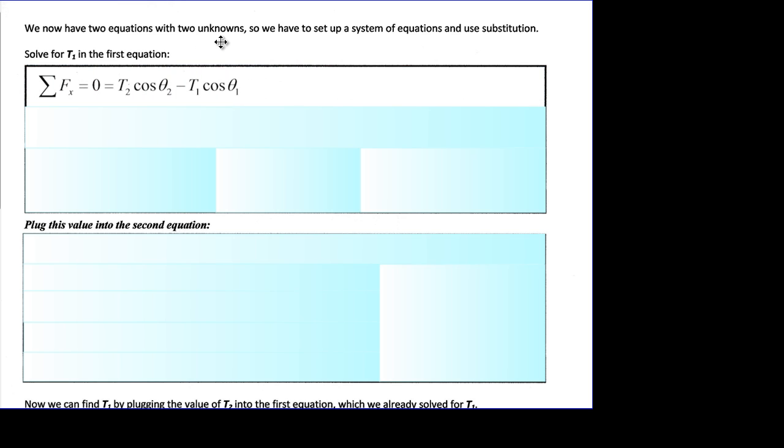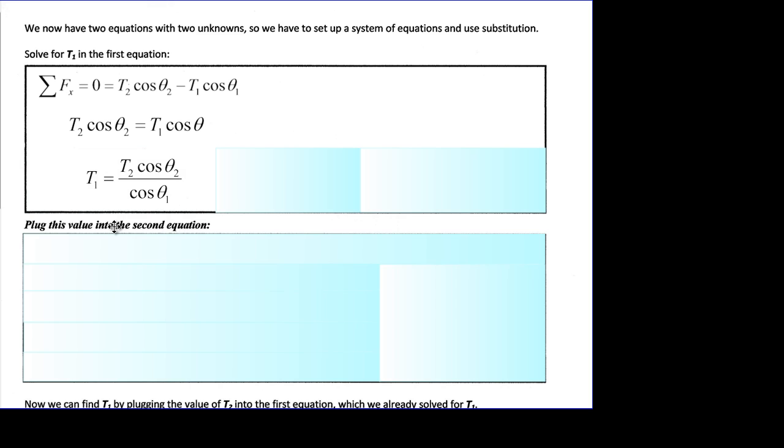So if we have this T2 cosine theta 2 and T1 cosine theta 1, because this is negative, the 2 together add up to 0. So if I move it to the other side, I get this. Now I'm going to choose either to say what T1 equals or what T2 equals. It really doesn't make a difference. Just pick one. In this case, I chose T1. So isolating the variable T1, you get T1 equals T2 cosine theta 2 over cosine theta 1.